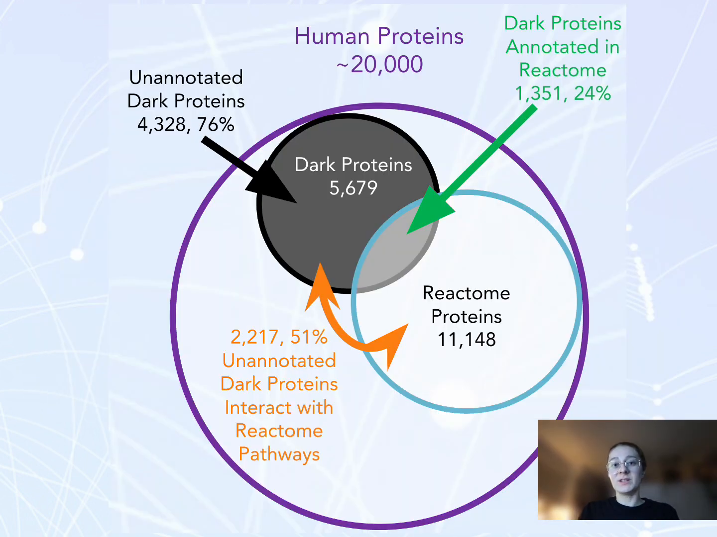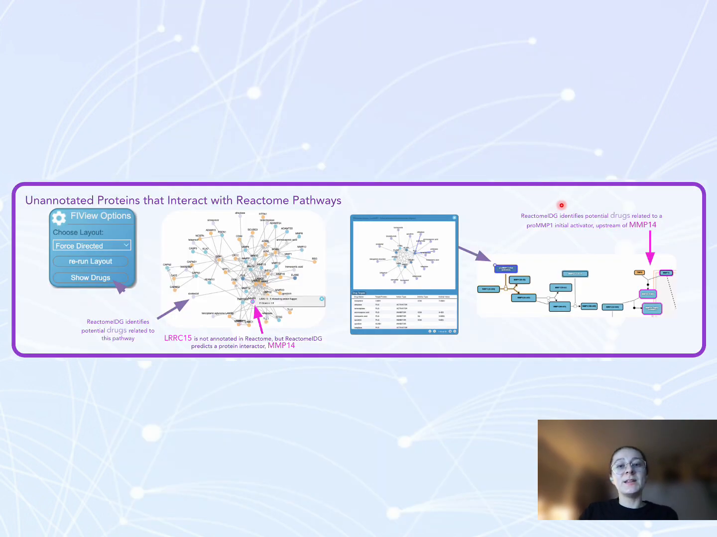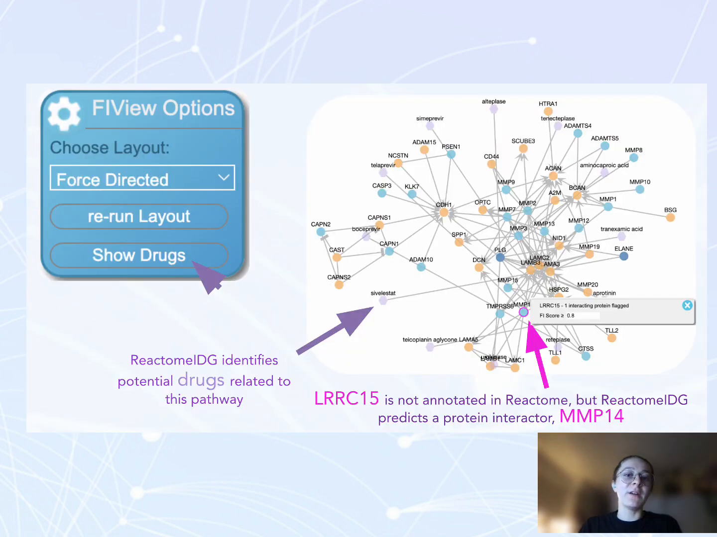In addition to dark proteins, there are also some proteins that are just understudied or unannotated within Reactome, and the user can still study these. An example of a protein that is unannotated in Reactome is LARC15. After searching for LARC15, the extracellular matrix organization pathway is one that is suggested to functionally interact with LARC15. Here, LARC15 says it has one interacting protein flag, and this is MMP14. LARC15 is a fibroblastic marker, and MMP14 is known to be involved with extracellular matrix components.